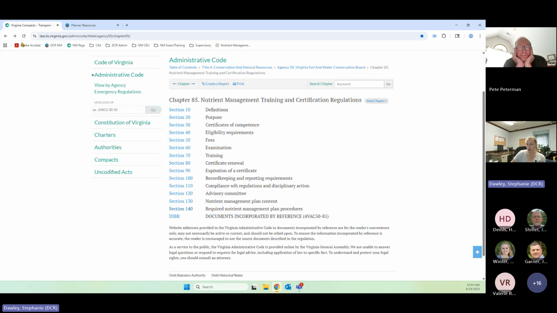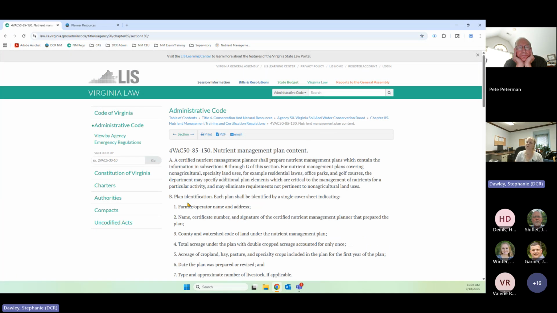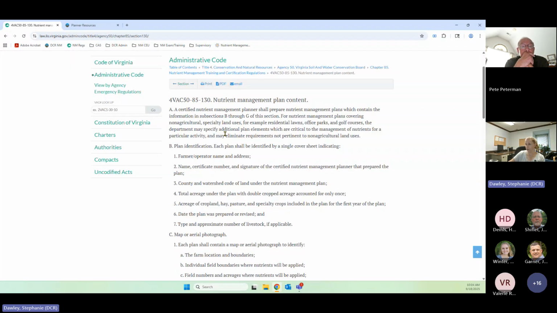We talked about nutrient management plan content in the last meeting. That's really where all that information from the farmer that we got is built from. It's the actual plan content, what's required to be a nutrient management plan in Virginia. And that form that we have is built essentially off of this entire section of our regulations. You can see it, the plan identification, which is the information that we get from the farmer about where they are, what have you.